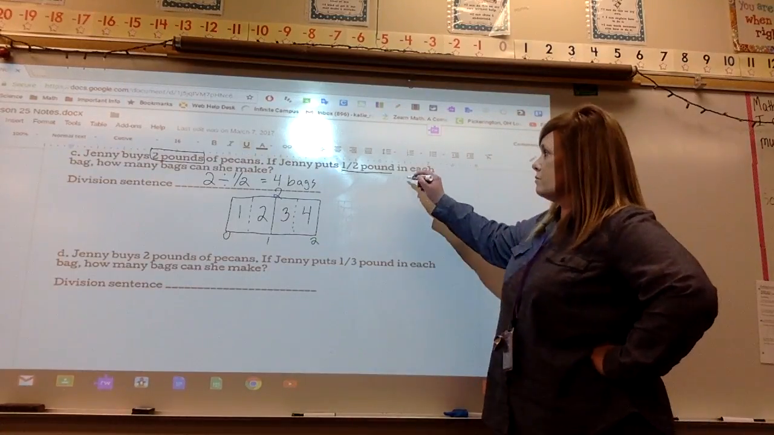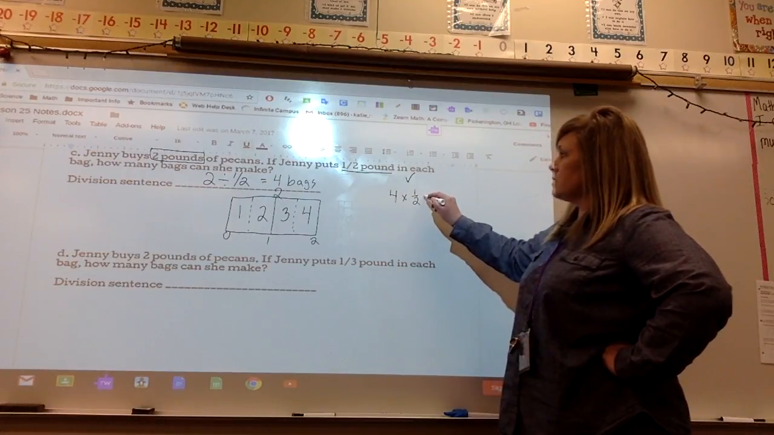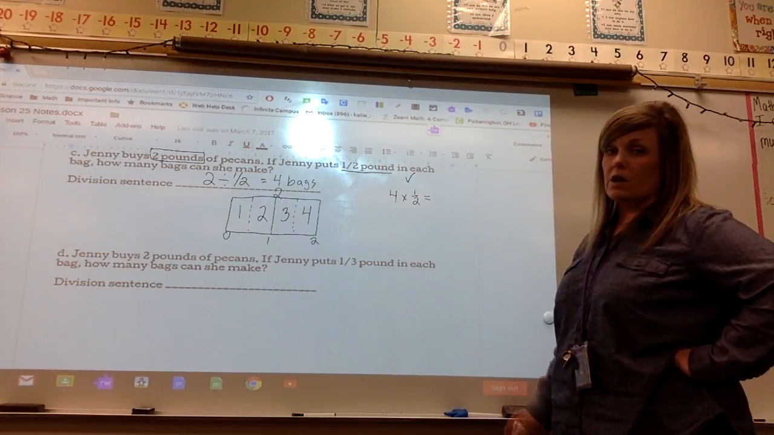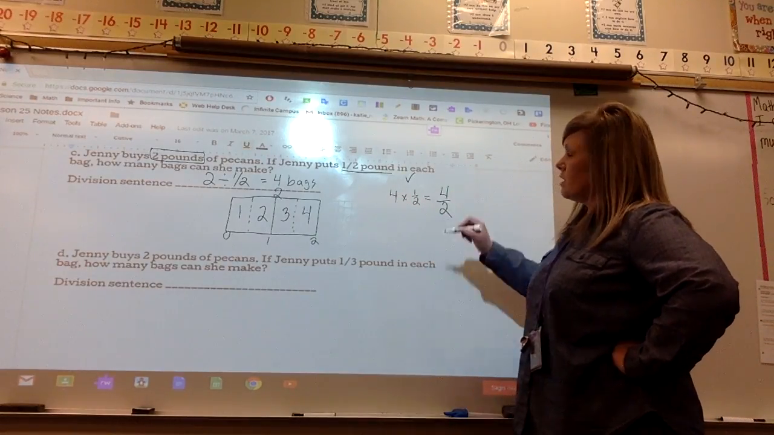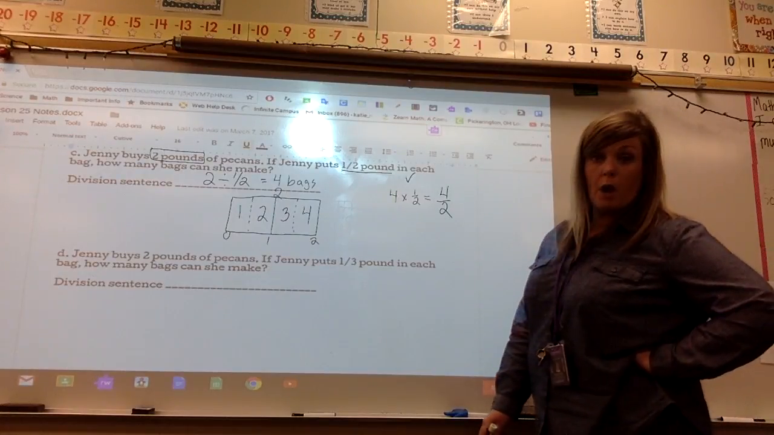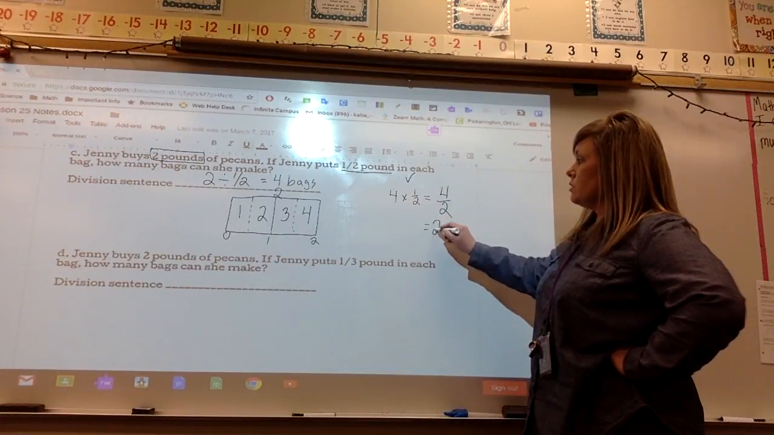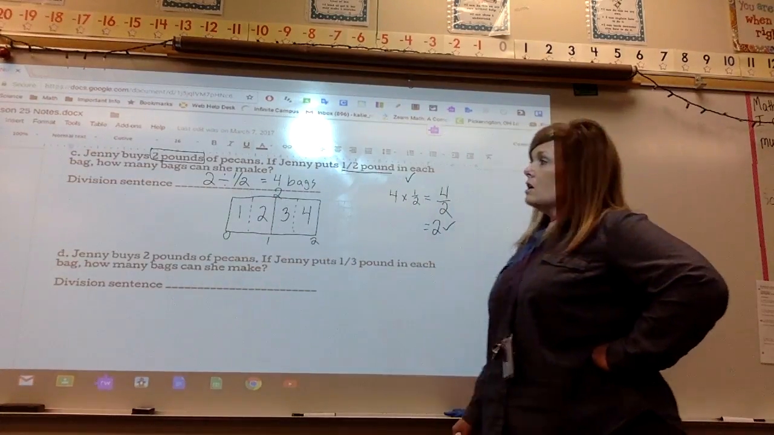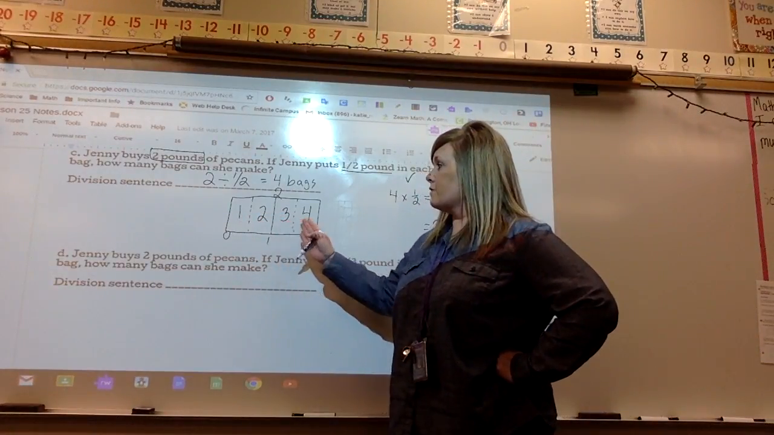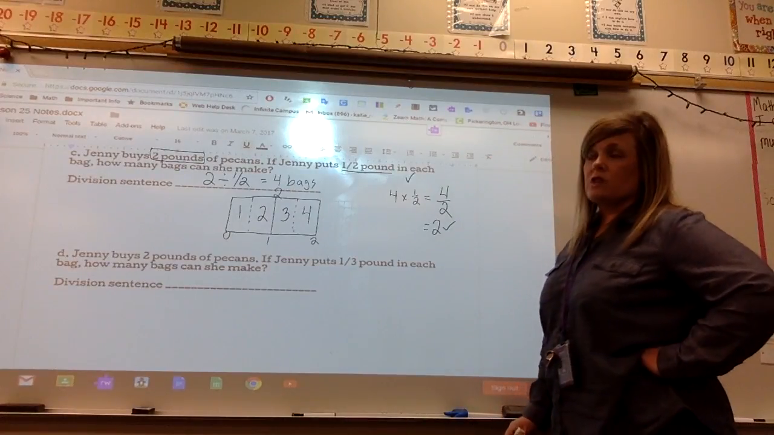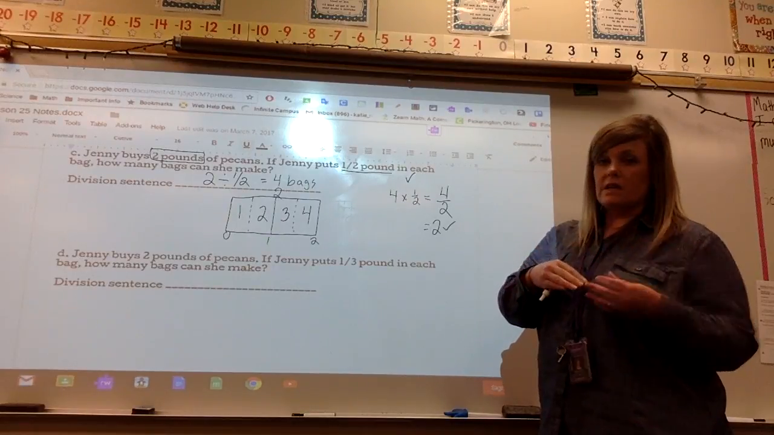Let's check this. Our answer times our divisor, this is a whole number times a fraction, so if you remember, you're going to take your whole number, multiply it by your numerator, and it goes over your denominator. 4/2 is an improper fraction. 4 divided by 2 is equal to 2. There's our dividend. So Jenny can actually make 4 bags. Each bag is going to hold 1/2 of a pound. So the question you need to ask yourself for these whole number divided by fraction problems is how many of the fraction fit into the whole number.